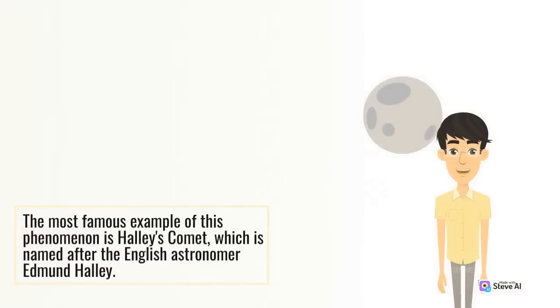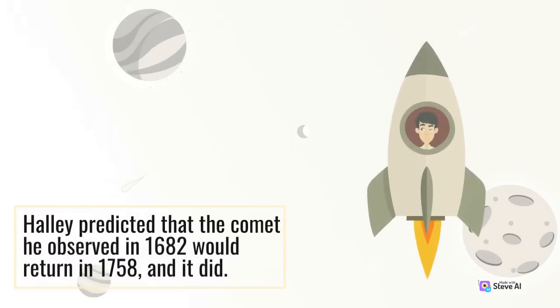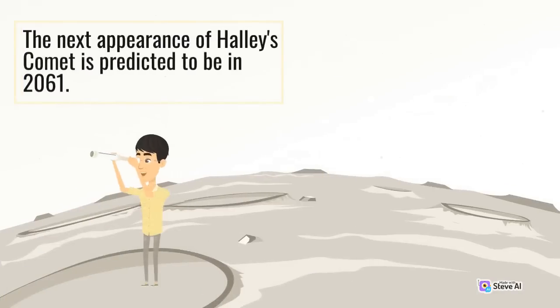The most famous example of this phenomenon is Halley's Comet, which is named after the English astronomer Edmund Halley. Halley predicted that the comet he observed in 1682 would return in 1758, and it did. The next appearance of Halley's Comet is predicted to be in 2061.